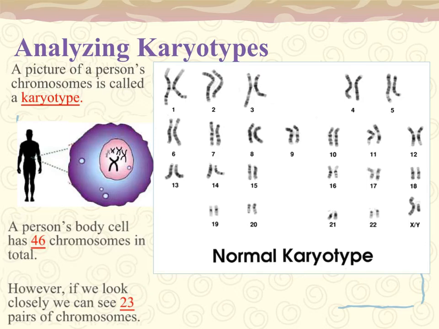If you count up all the chromosomes, you'll count 46. But you'll also notice that these chromosomes are paired up. So a person has 46 chromosomes, but there are 23 pairs. This is because you get one chromosome 1 from your mom and one chromosome 1 from your dad, and one chromosome 2 comes from mom and one from dad, and so on through all of the 23 pairs.